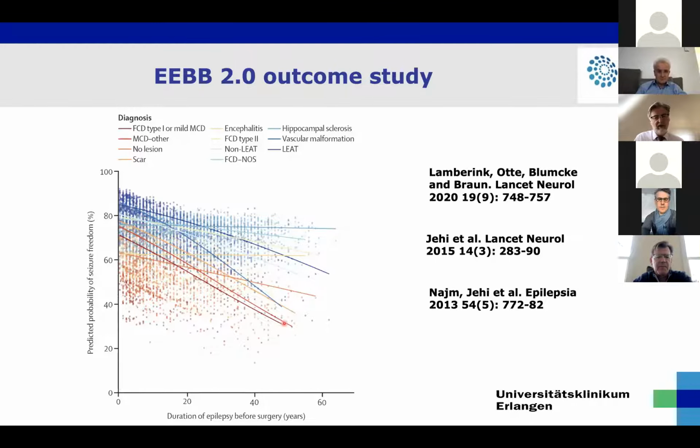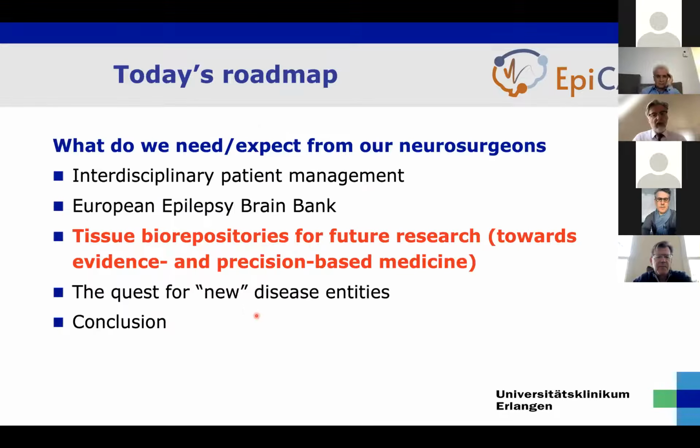So if you wait 40 years, the probability to become seizure-free will sink by 40%. And that is not new. There are many papers that have confirmed a similar thing, although this has never been really prospectively shown in a controlled trial. Good.